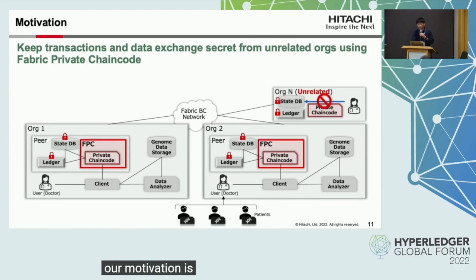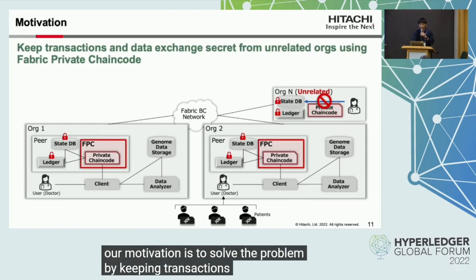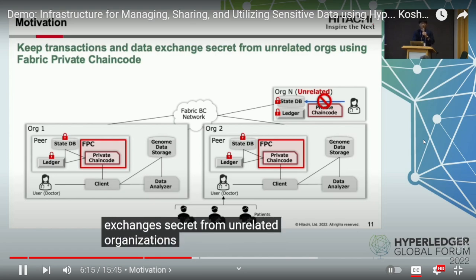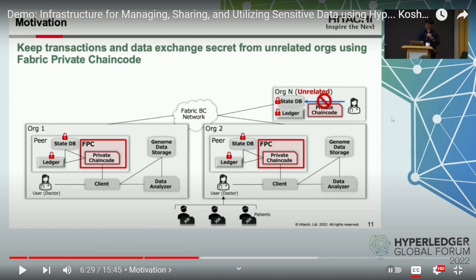All right, let's pause right there. As you can see, it says keep transactions and data secret from unrelated organizations using what? Fabric private chain code, right? This pounds home that much more why Jasmy selected Hyperledger Fabric. This simply makes sense. That last part's good too: keep it secret by using private chain code.